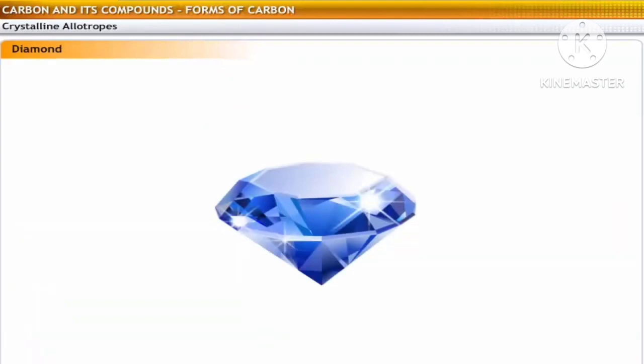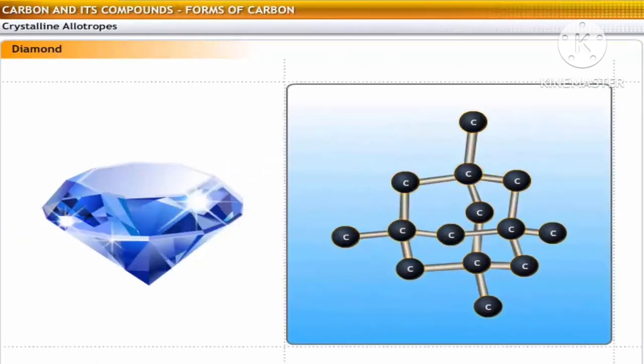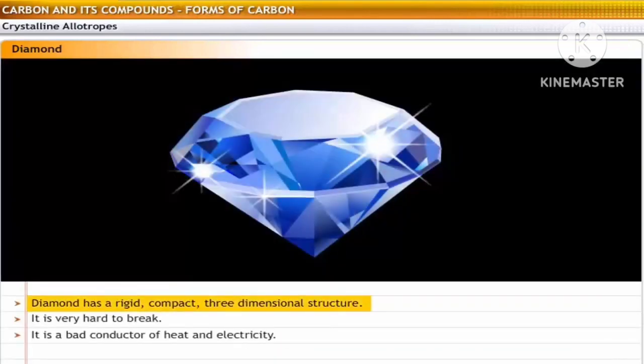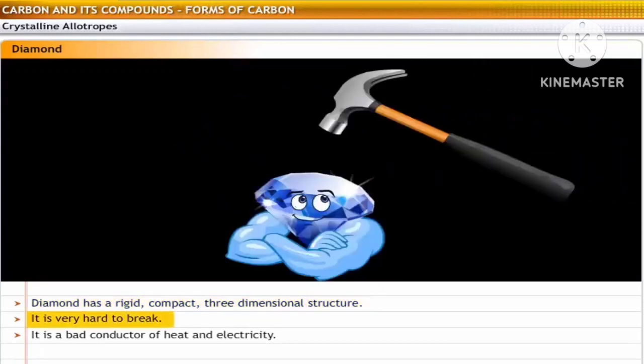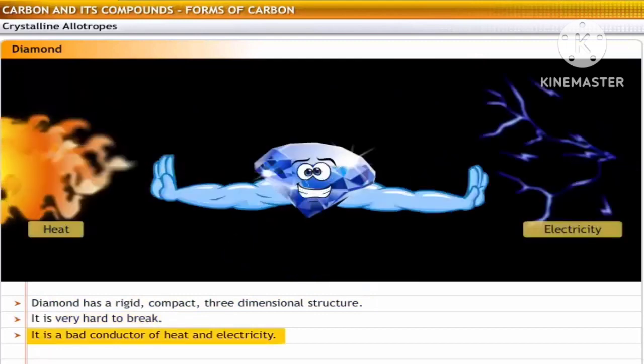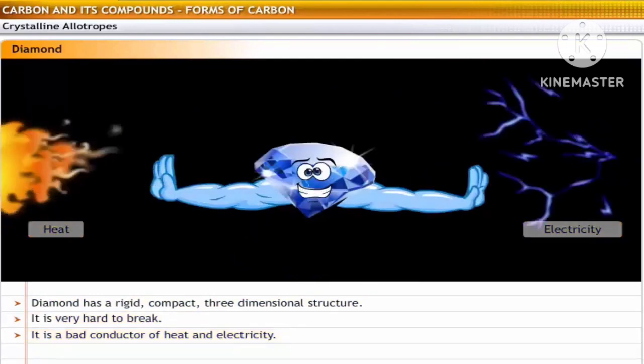In a diamond, each carbon atom is bonded to 4 other carbon atoms by a single covalent bond. This is why a diamond is a rigid, compact, 3-dimensional structure and is very hard to break. It is a bad conductor of heat and electricity as there are no free electrons present in it.